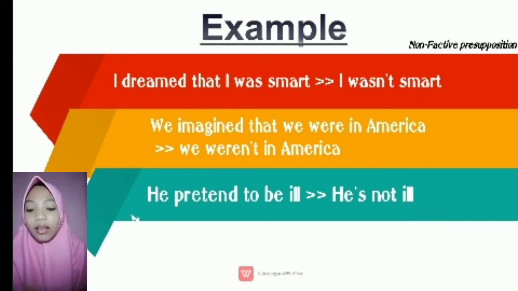Number two, we imagined that we were in America. We imagine. Okay, so we can presuppose that we weren't in America. Okay, and the last example, he pretends to be ill. He pretends. So we can presuppose that he is not ill.